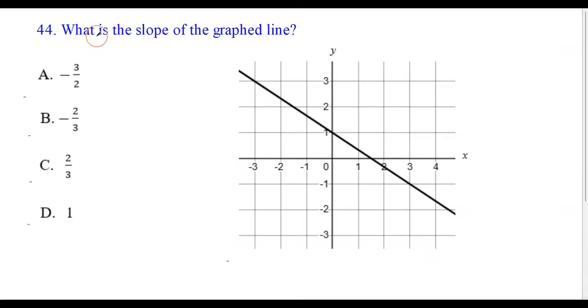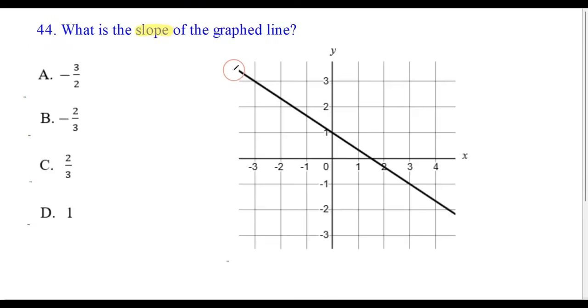Question 44. What is the slope of the graphed line? Slope measures steepness. And slope is either positive or negative. And you can quickly tell by looking at the line.